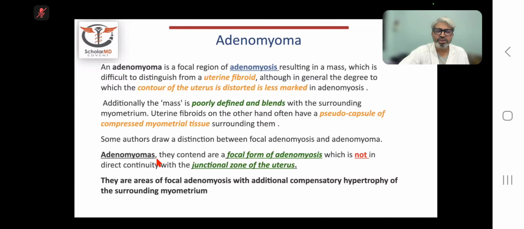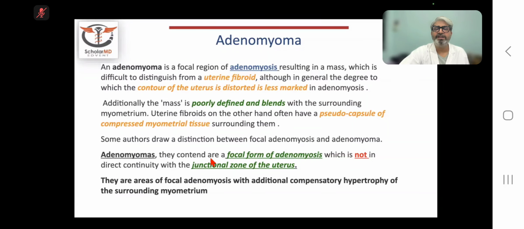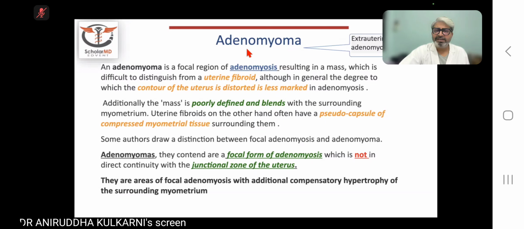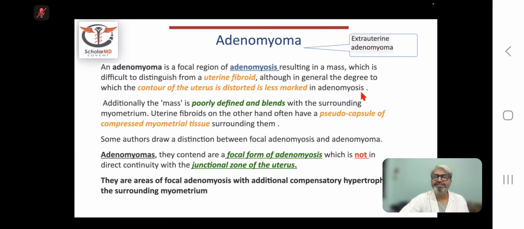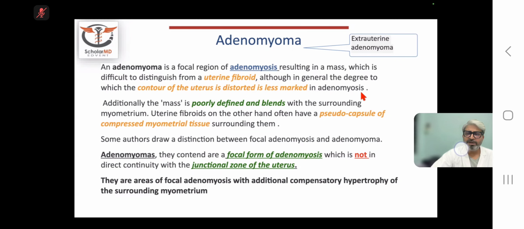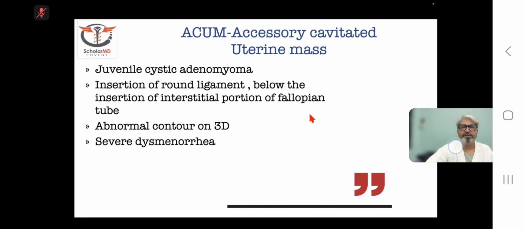And to differentiate adenomyoma from the fibroid, we can take into consideration a pseudo capsule or a compressed myometrial tissue, which shows a classical circumferential kind of vascularity in cases of fibroids. So it's as simple as that.